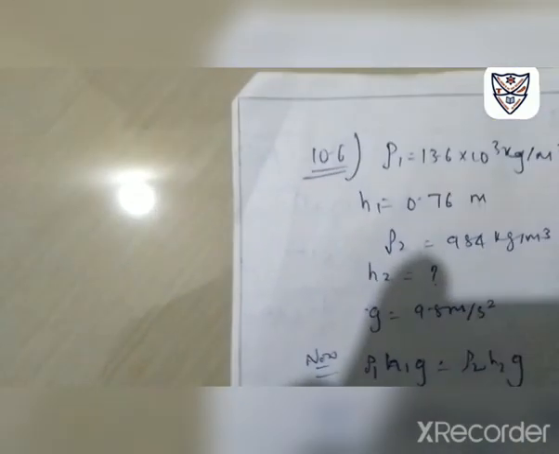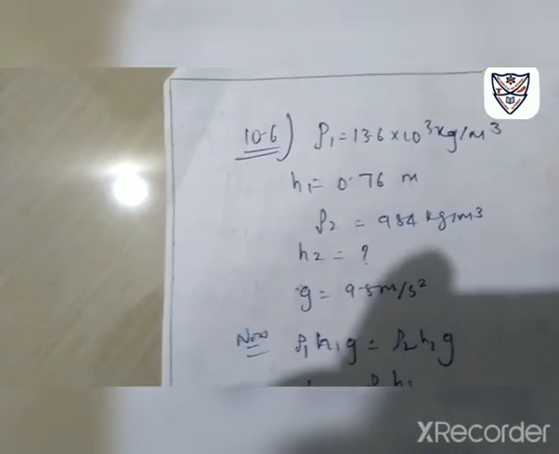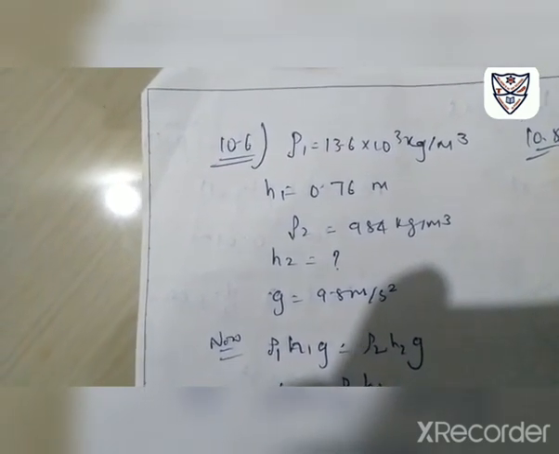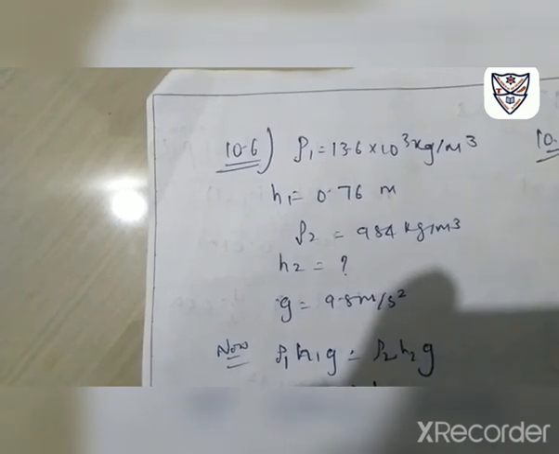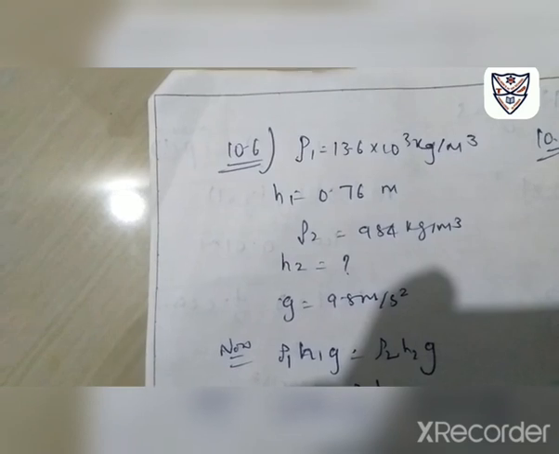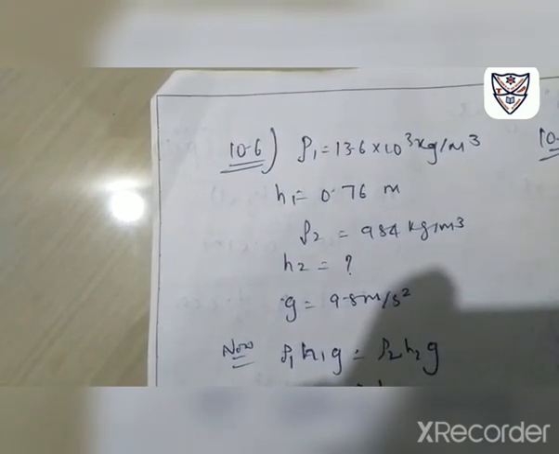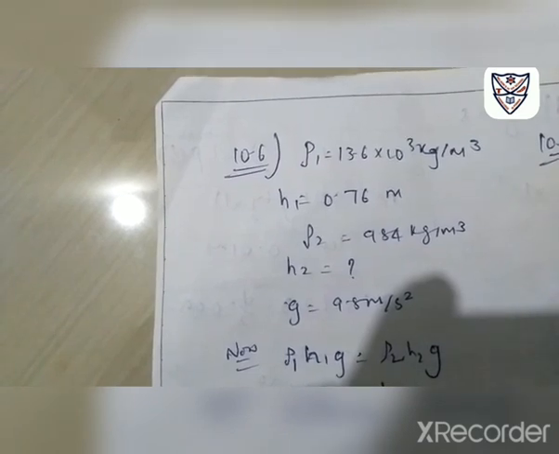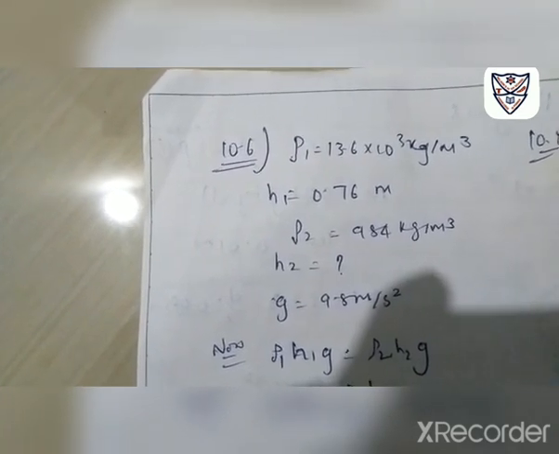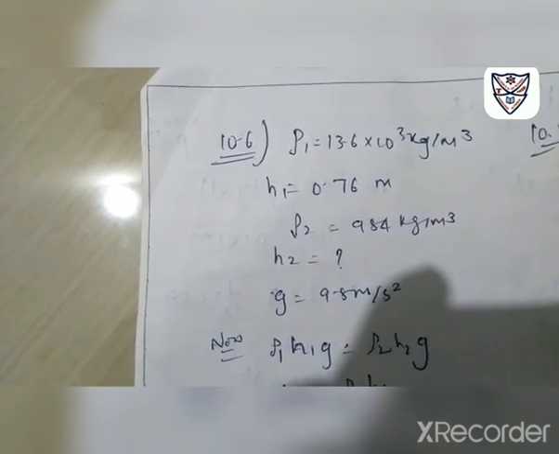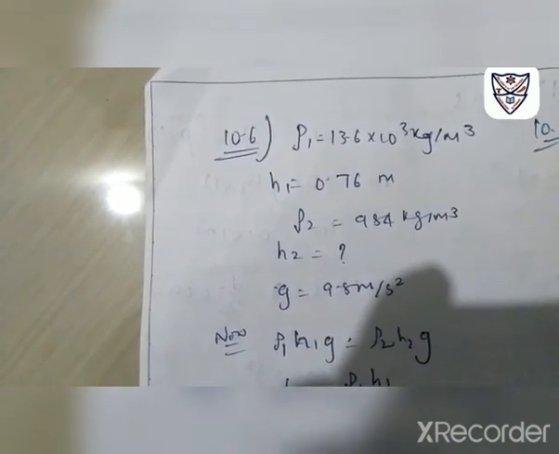Now see the next one. It is also a very easy kind of sum, because you have to use just a simple formula, where they have given the density of one material, 13.6 into 10 raised to 3 kg per meter cube, where the height of a liquid is given as 0.76 meter. Density of another material is given. Height second you have to find, where g is given as 9.8 meter per second square.